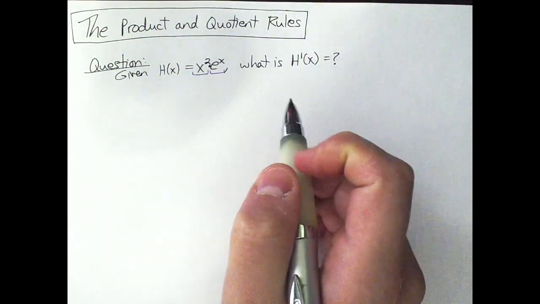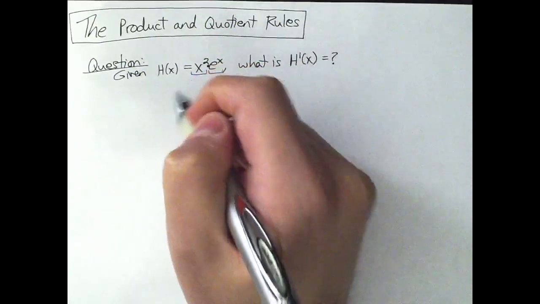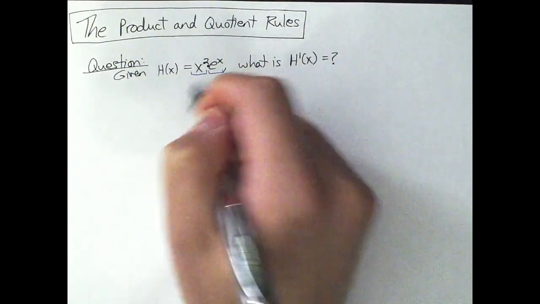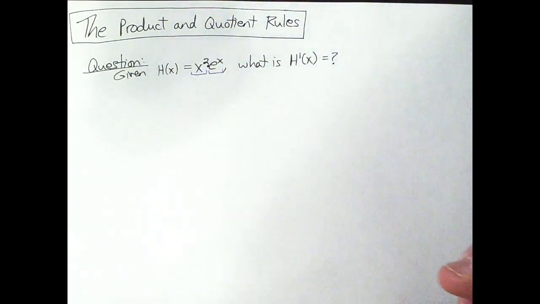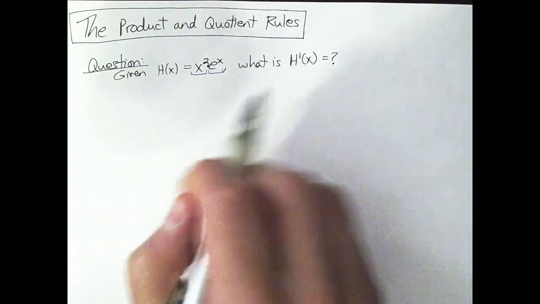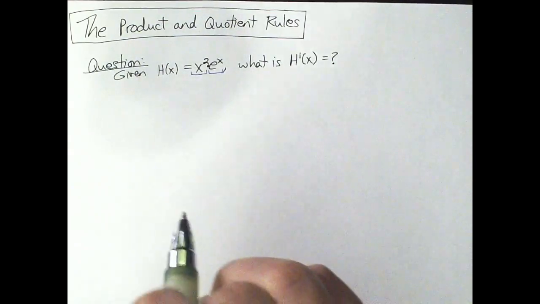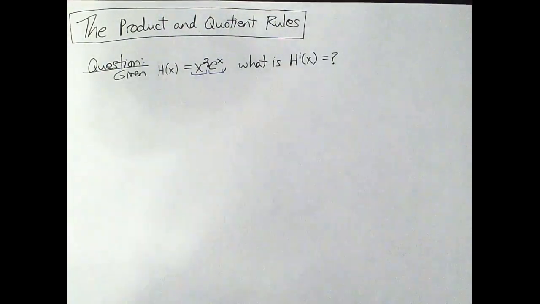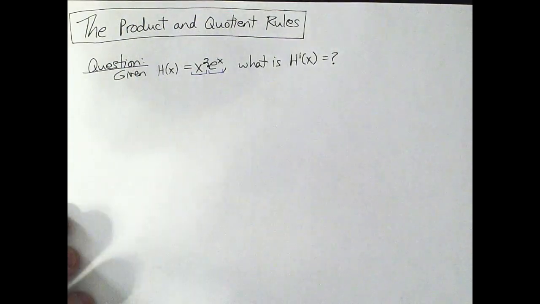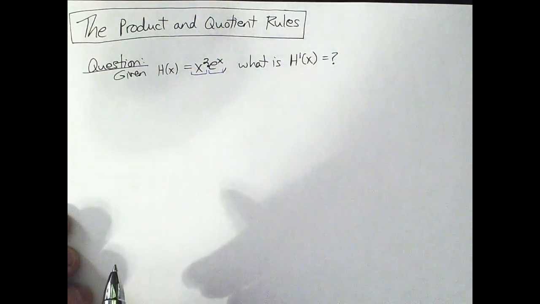And I'll tell you, we don't just differentiate each part. If you just differentiate each part and put them side by side, it's going to be the wrong answer. And we're going to derive a new rule, called the product rule, that's going to help us get the correct answer.